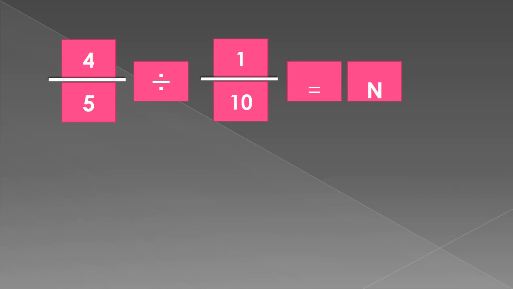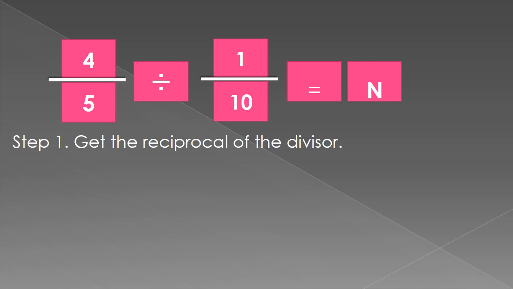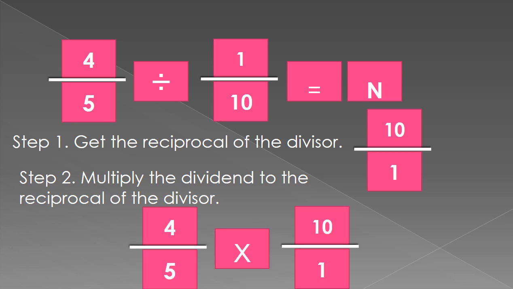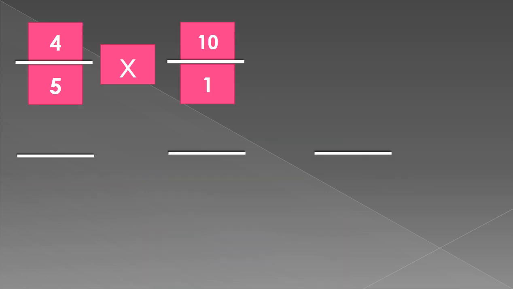Now, 4/5, another example. 4/5 divided by 1/2 is equals to n. Let's try this equation. Step 1, get the reciprocal of the divisor. So the divisor is 1/2, so the reciprocal of the divisor is 2/1. So step 2, multiply the dividend to the reciprocal of the divisor. So it would become 4/5 times 2/1.